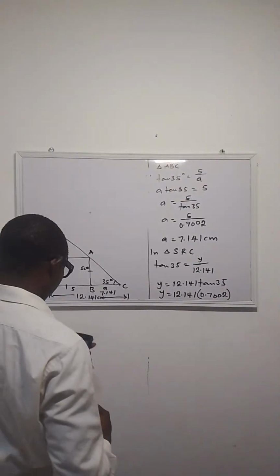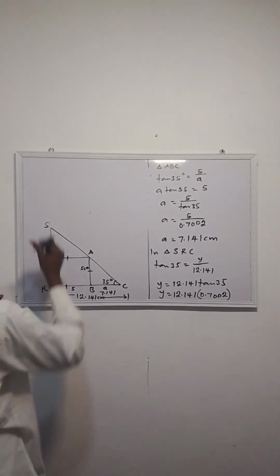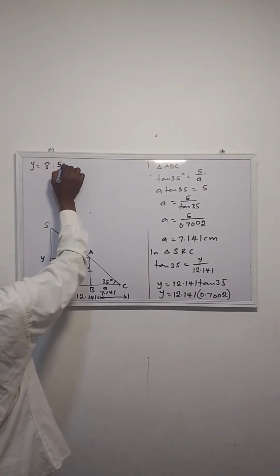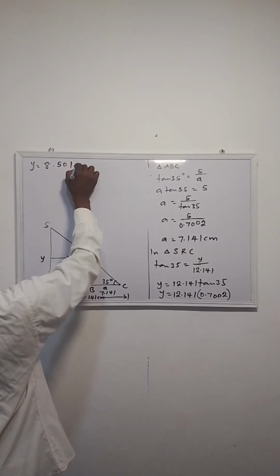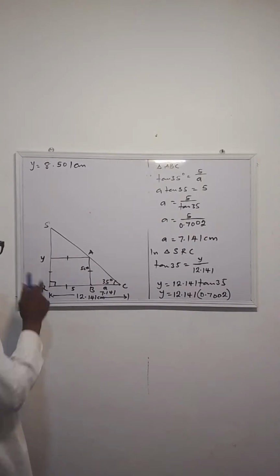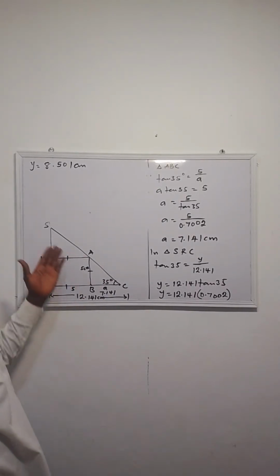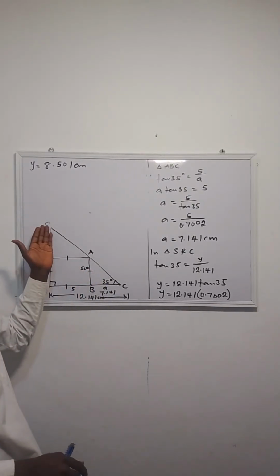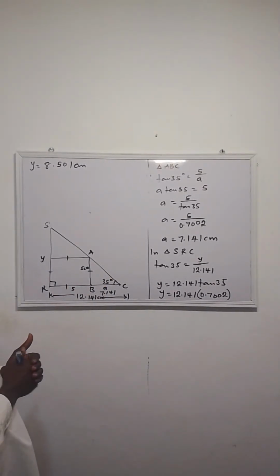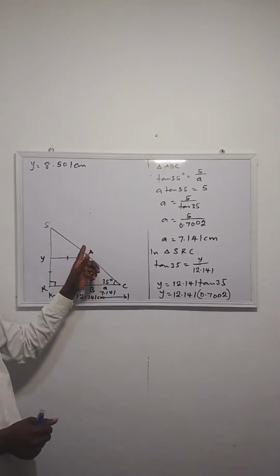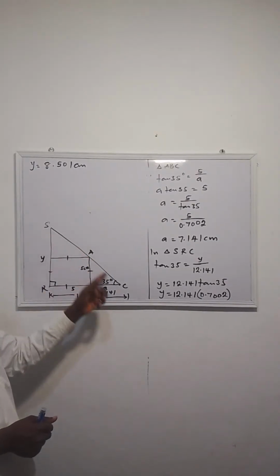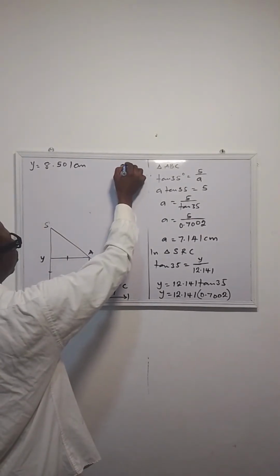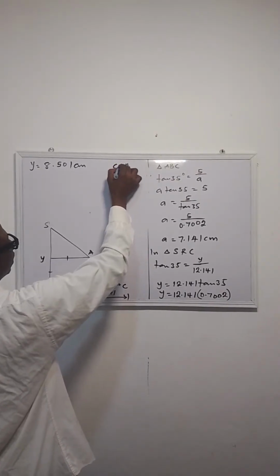So what I have here as my answer is Y equals 8.501 centimeter. So we have this side now. Okay, so now we need to get side SC. So how do we go about this? We can connect this adjacent with hypotenuse, because we actually want to get this hypotenuse. That's the last side. So when we say adjacent and hypotenuse, that's going to be cos.